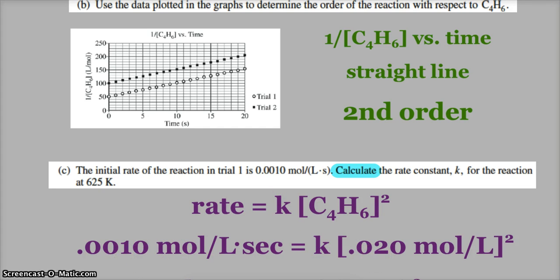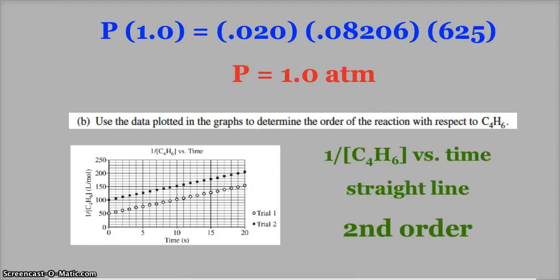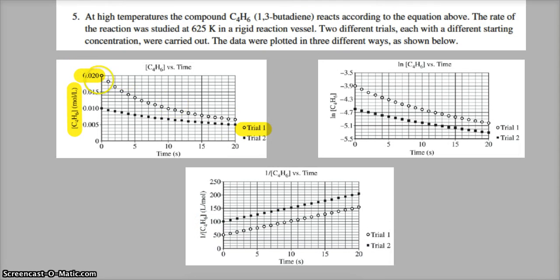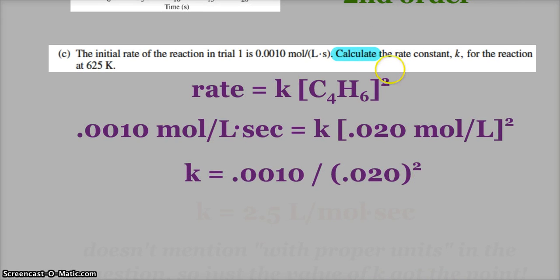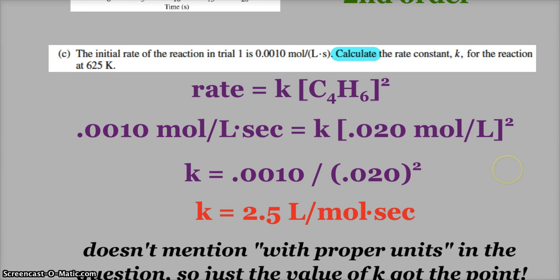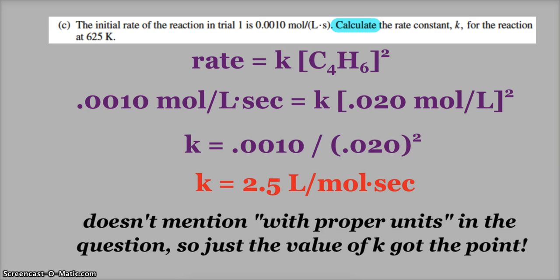Where did the 0.02 moles per liter come from? Again, this is trial 1, and we started with 0.020 moles per liter. That was the concentration of my C4H6. That, of course, has to be squared because it's second order. So K is equal to 0.001 divided by 0.02 squared. I get 2.5. And again, it doesn't mention proper units in the question, so if you just answered K equals 2.5, you got the point there. If they had said with appropriate units, for a second order reaction that would be liters per mole second, and that would be the appropriate unit.